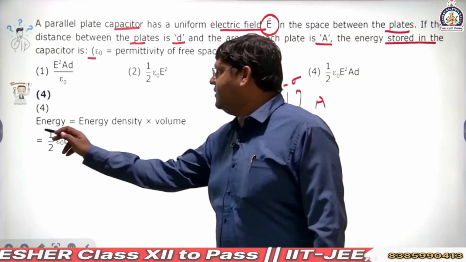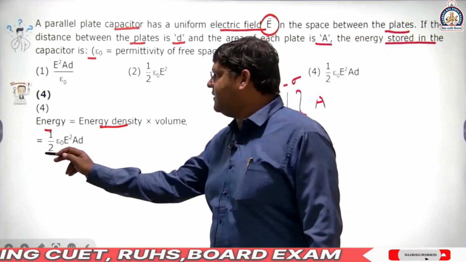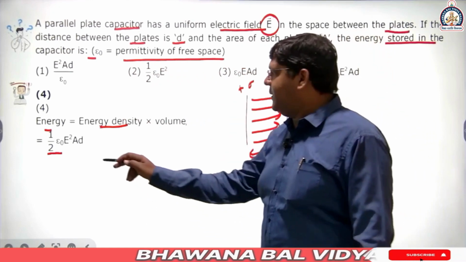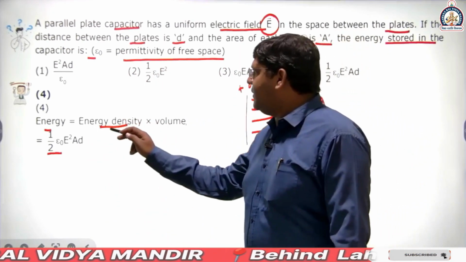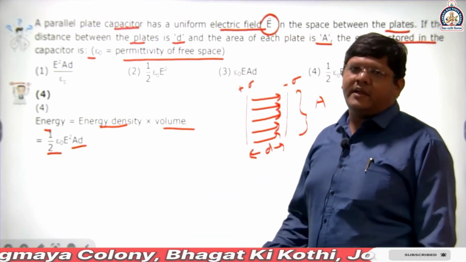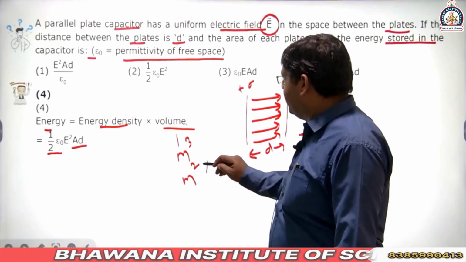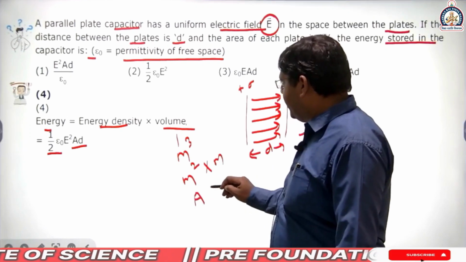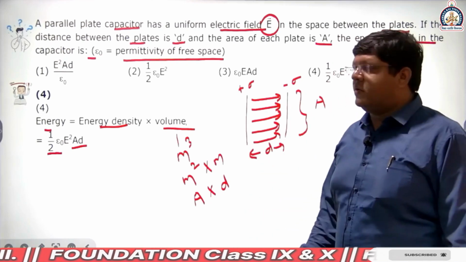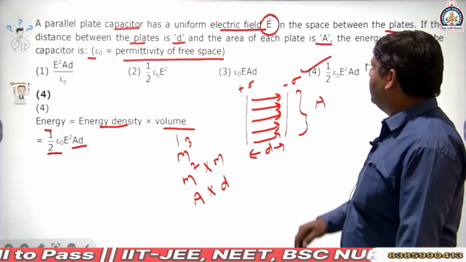So, the formula for energy is equal to energy density into volume. In the case of a capacitor, the energy density is half epsilon naught E square, where epsilon naught is the permittivity of free space and E is the electric field. We multiply energy density into volume. Volume can be written as area into distance, or simply volume is meter cube, which we can write as meter square into meter. Meter square is area, and the remaining meter is length or distance. Why have we calculated in this format? Because the question is about energy stored, and the correct option is option number 4.